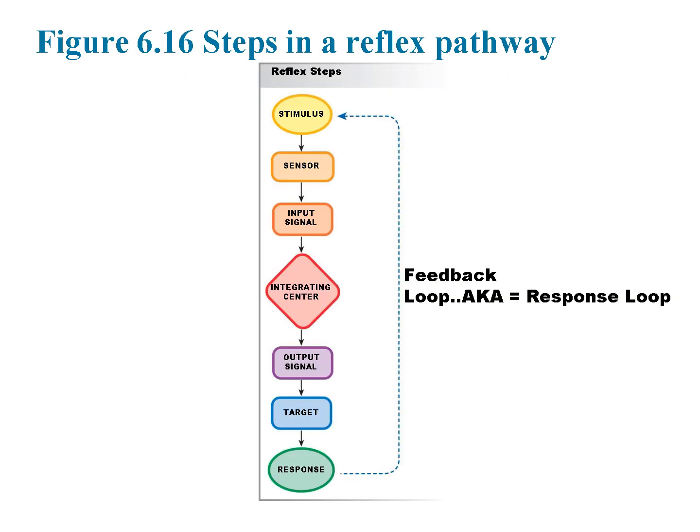This diagram outlines the steps in a reflex pathway, which is an example of a response loop or feedback loop that helps maintain homeostasis in the body. Reflex pathways are commonly seen in both the nervous and endocrine systems, ensuring that the body can respond quickly and efficiently to internal or external changes. Let's break down the key steps.